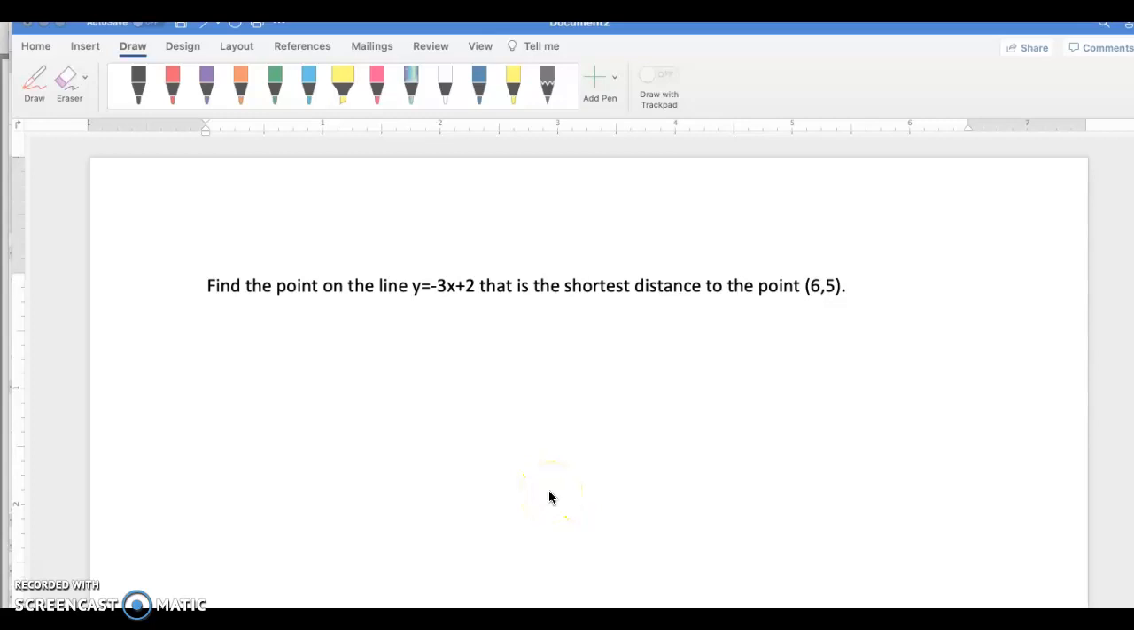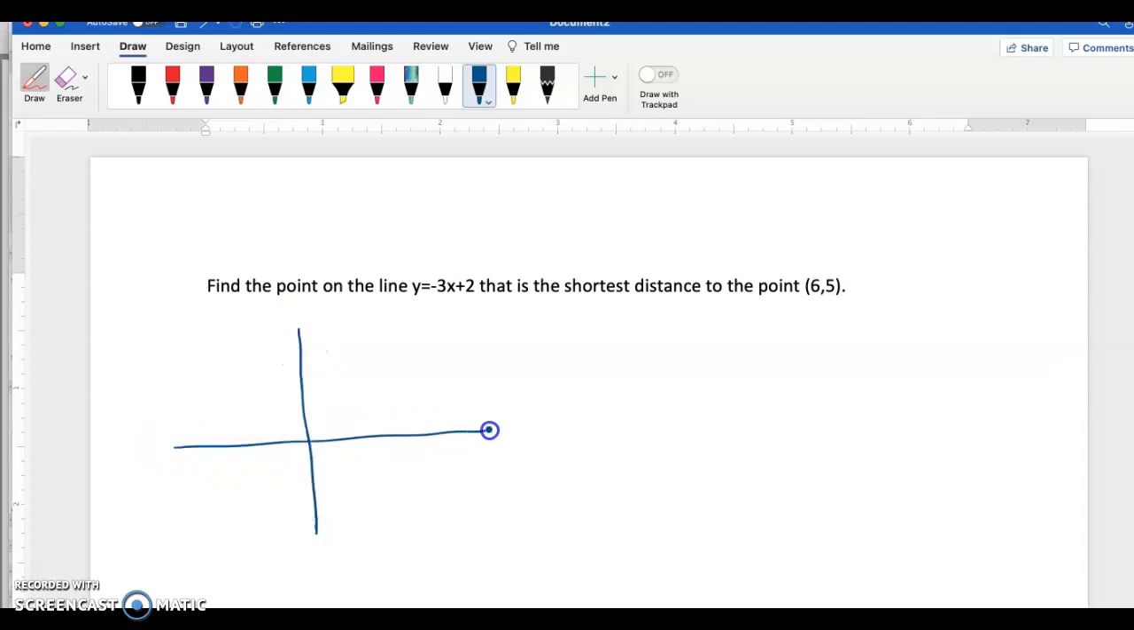Okay, here we go. So if we want to find the point on the line y equals negative 3x plus 2 that's the shortest distance to the point 6 comma 5, we want to just get an idea of what that looks like. So kind of going up 2 and down 3 over 1, maybe our line's going like this. And then the point 6 comma 5 is somewhere over here, right?